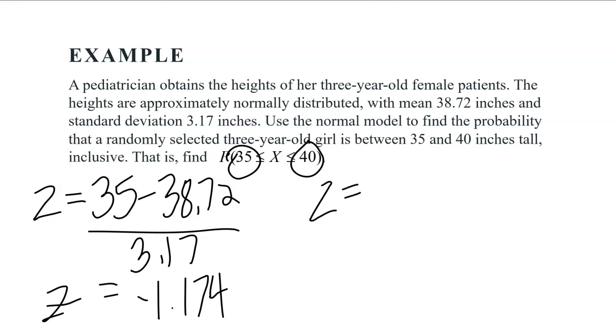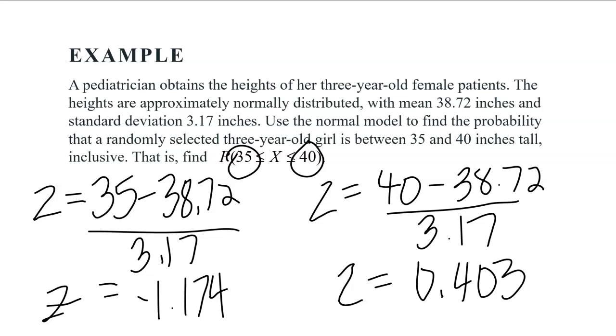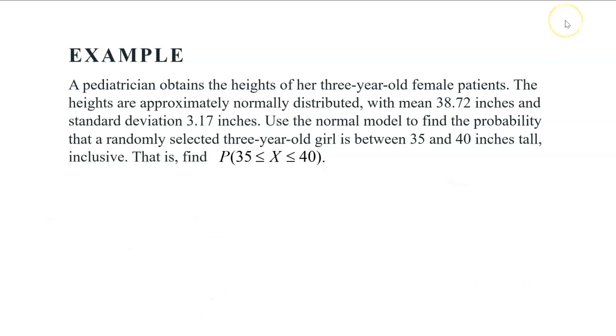Now we have to find the Z value for 40. So we would do Z is equal to X, which is 40, minus the mean, which is 38.72, all over the standard deviation, which is 3.17. And if you work that out, you end up getting a Z value of 0.403. All right. So we have two different Z values. The first one is negative 1.174 and the second one is 0.403. So we have to look at the Z table and find the probability that corresponds to both of those Z values. So let's look at the tables.